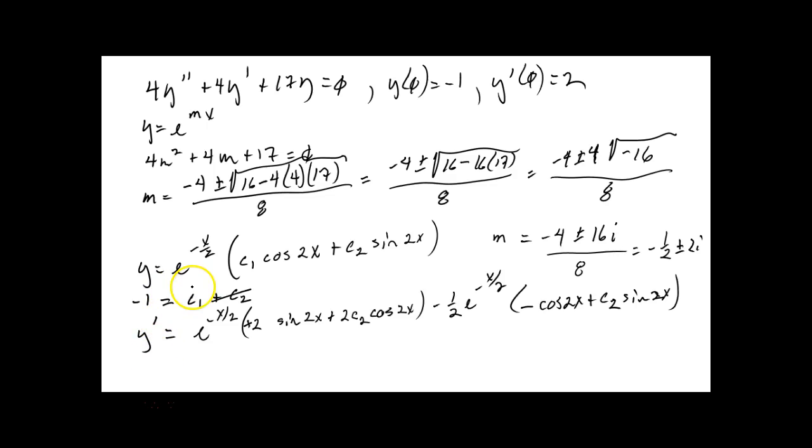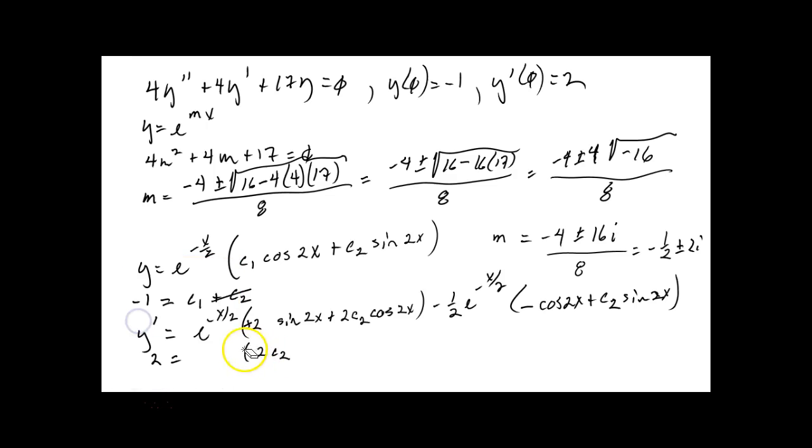What we're interested in is y prime at 0. And y prime at 0 is going to be 2 when we plug a 0 in here. What will this give us? 1. And when you plug in a 0 for x, sine of 0 is 0, so that doesn't give us anything. And here we get a 2C2, because cosine of 0 is 1. So 2 is equal to 2C2.